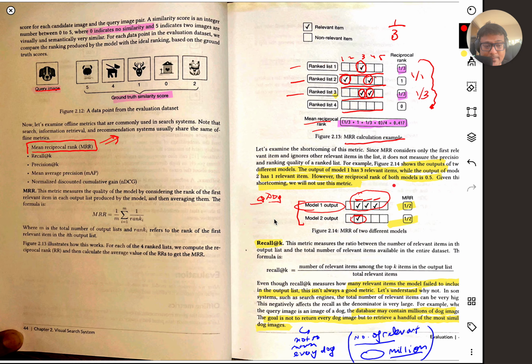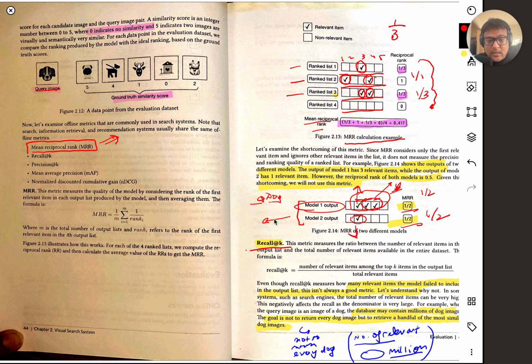But since mean reciprocal rank is only computing 1 over the first position of the dog, it is essentially neglecting these two positions, and that's not good. In both of these cases, mean reciprocal rank is computing 1 over 2 and 1 over 2, and that is not a good thing. It is losing the information of all the other items in the list which are not at the first place. So the metric measures these two models as equal, but we can see that model 1 is good, and that is really important.